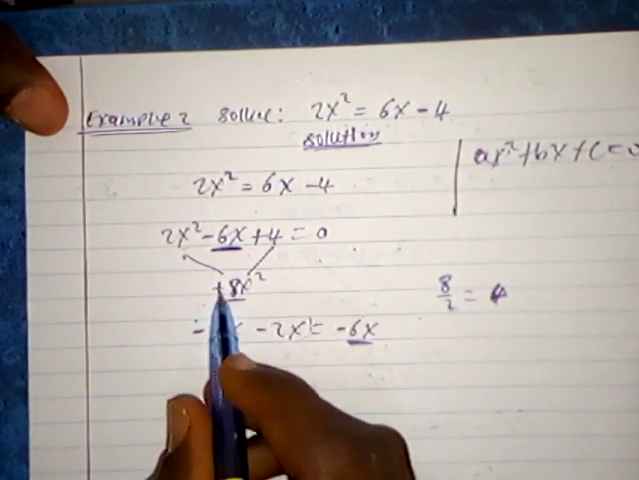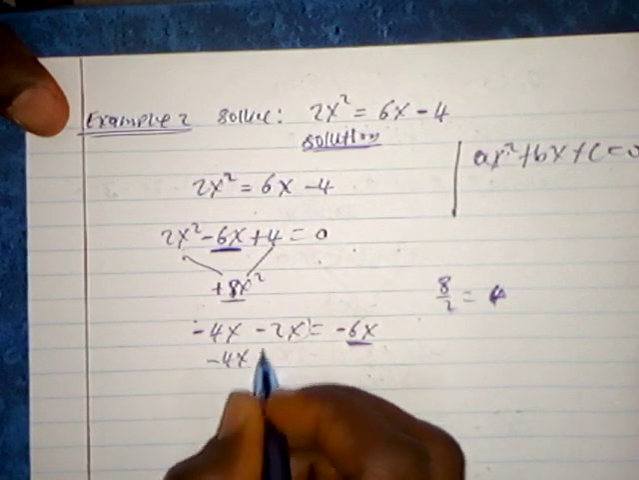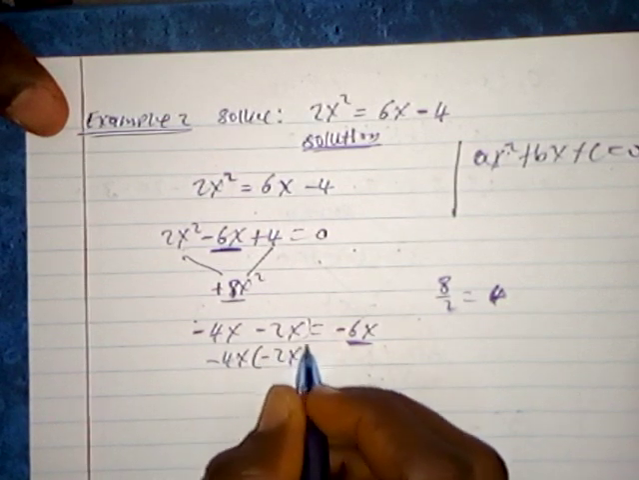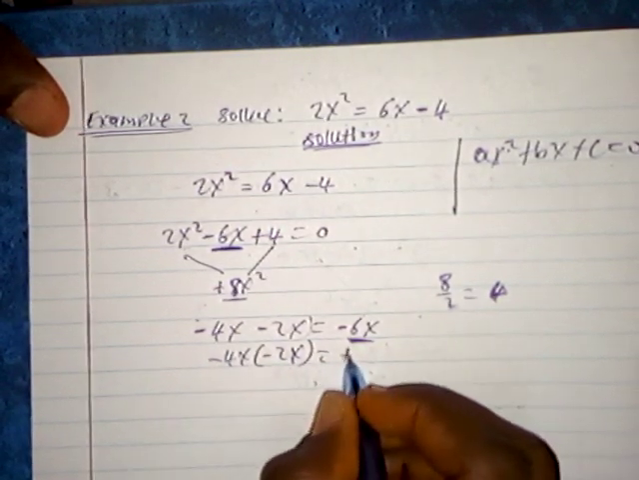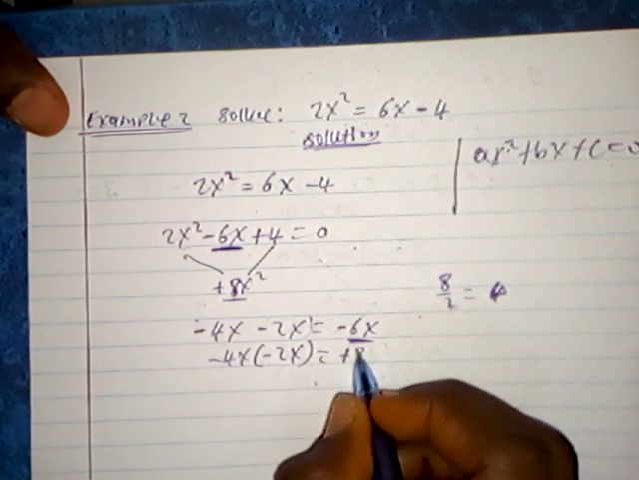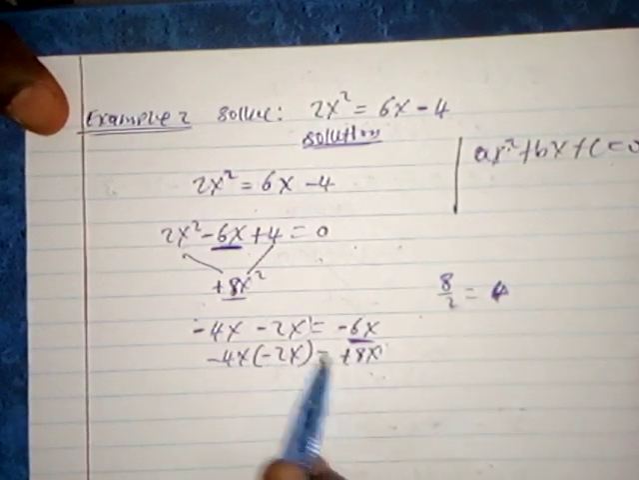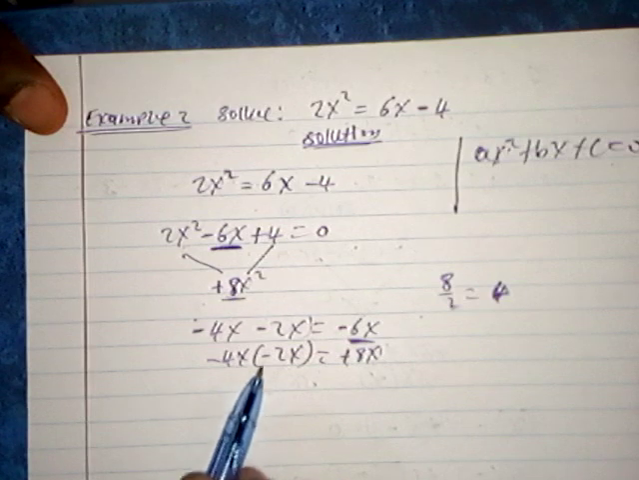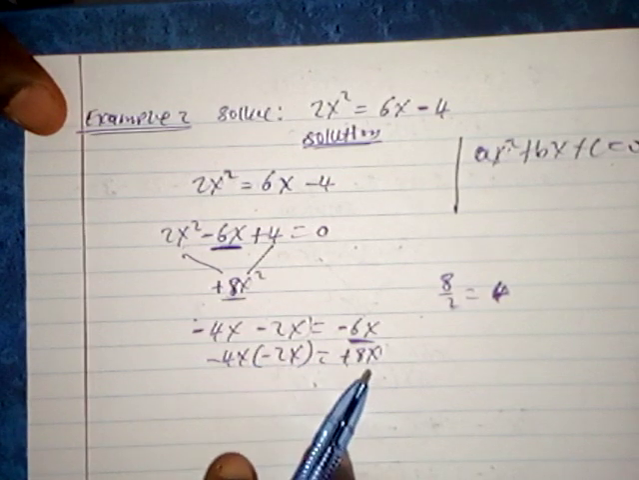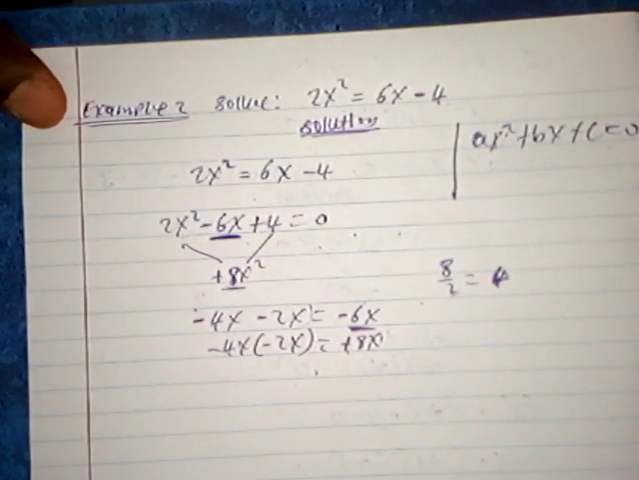Now let's multiply it. Minus 4x multiplied by minus 2x, what are we going to have? Minus times minus is plus, and 4x times 2x is going to be 8x squared. You see, you have this term. That satisfies that these are the two terms which you must add, right?